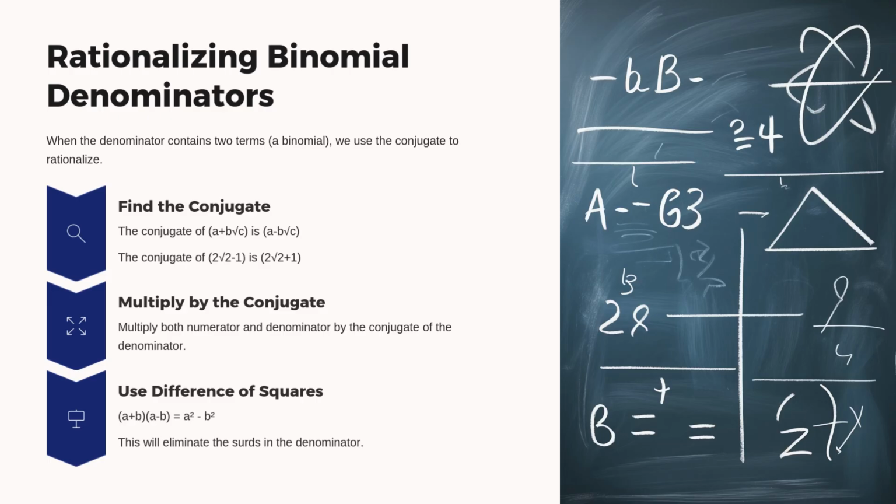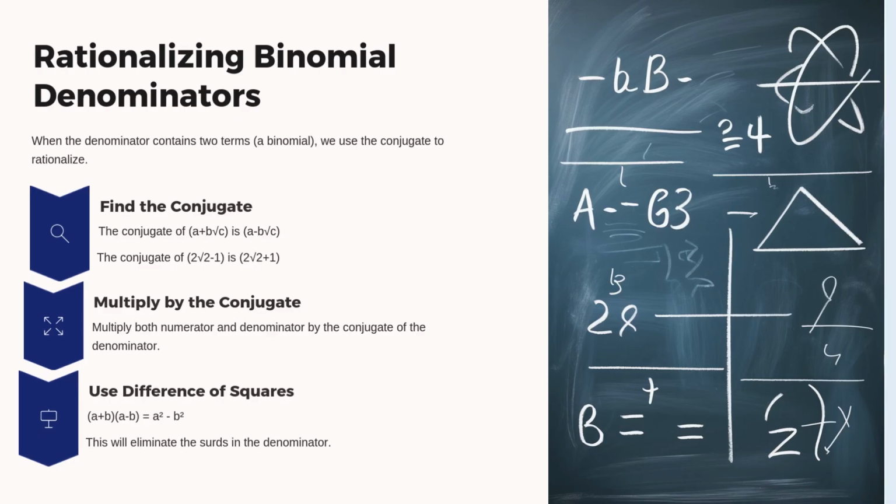This is obtained to create a rational denominator while keeping the value of the fraction unchanged. Use difference of squares: (a + b)(a - b) = a² - b². This is obtained to eliminate the surds in the denominator. Applying this formula ensures that the denominator becomes a rational number.